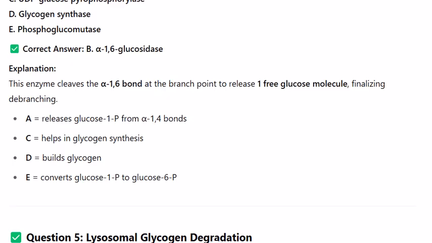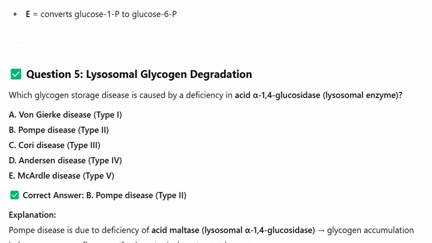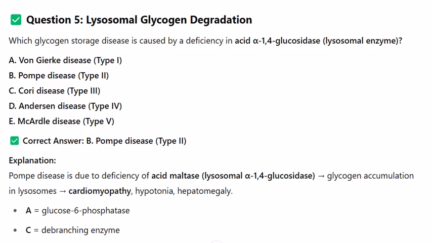Question 5. Lysosomal glycogen degradation. Which glycogen storage disease is caused by a deficiency in acid α-1,4-glucosidase, a lysosomal enzyme? A. Von Gierke disease, type 1. B. Pompe disease, type 2. C. Cori disease, type 3. D. Type 4. E. McArdle disease, type 5. Correct answer B.